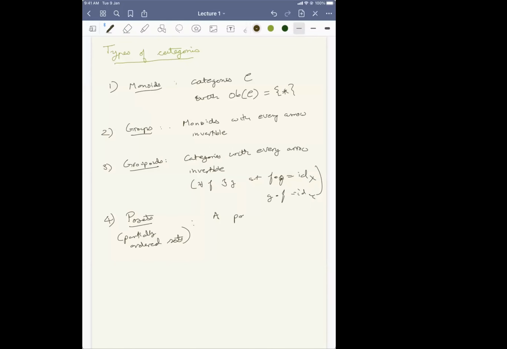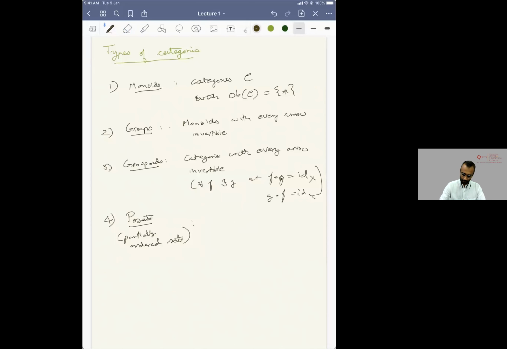A poset is nothing but a category, let's call it C, just so we don't have any confusion about notation. A category C such that for all objects x, y, C(x,y) is either empty or a singleton. Well, not the same singleton, but a varying singleton.